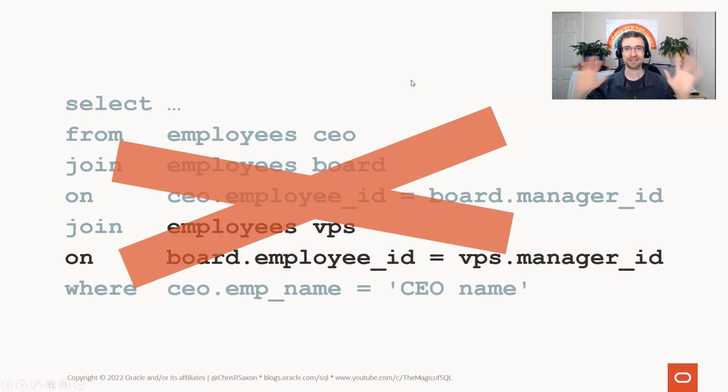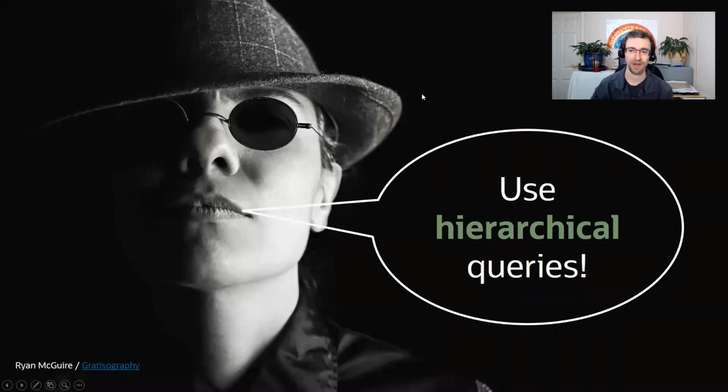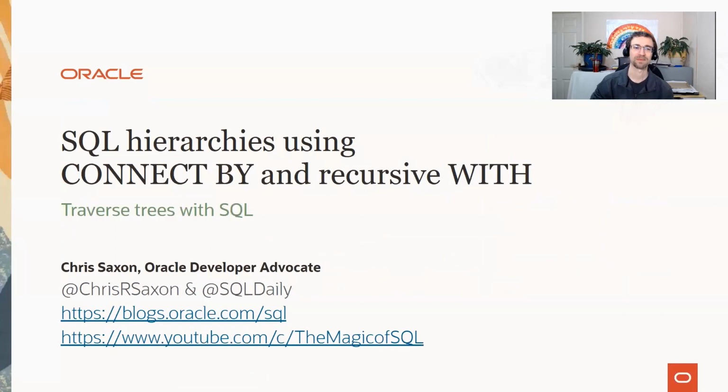So this is absolutely not what you want to do. If you're traversing a hierarchy, so for example, a company org chart, you don't want to join everything like this. What you want to use are hierarchical queries. And there are 2 ways to do this in Oracle Database. That is connect by and recursive with. We'll look at both of these in this session and compare and contrast them and decide which we think is better or which we prefer in all the scenarios.